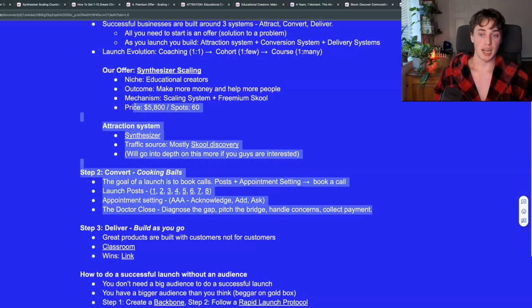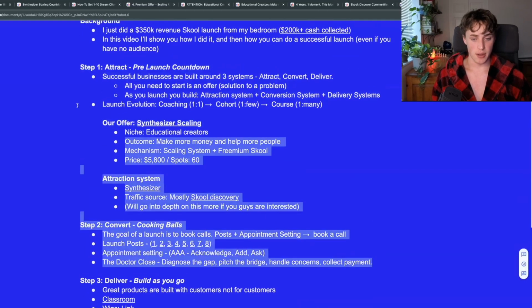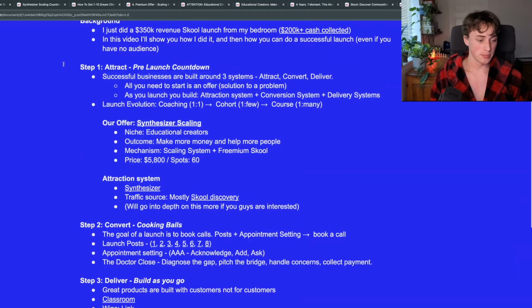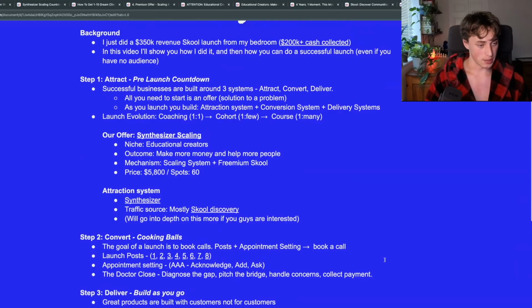And this was the exact process we followed that booked a couple hundred calls and allowed us to close 60 people. That was it. Post, appointment setting, take the call, diagnose the gap of where they're at, pitch the bridge, handle concerns, collect payment. It's that simple. Now, and only now, do you work on the delivery systems.